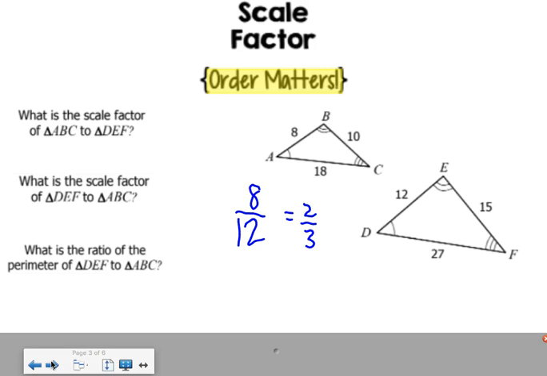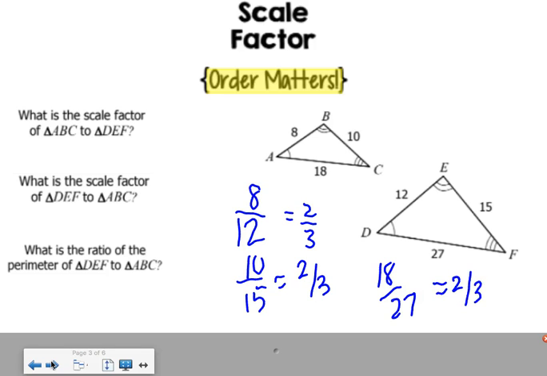Okay, so let's just check for fun. What does my medium side over here match with? 10 and 15. Does that reduce to 2/3? Yeah. And what's my biggest side? 18 and 27. That's 2 and 3 as well. So that's what proportional means. All your sides have to reduce to the same thing.